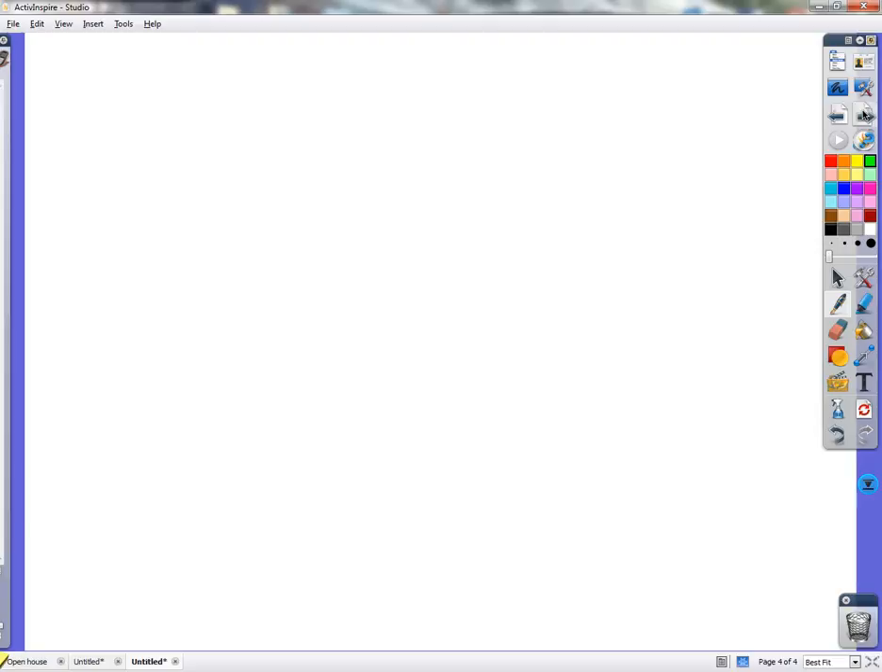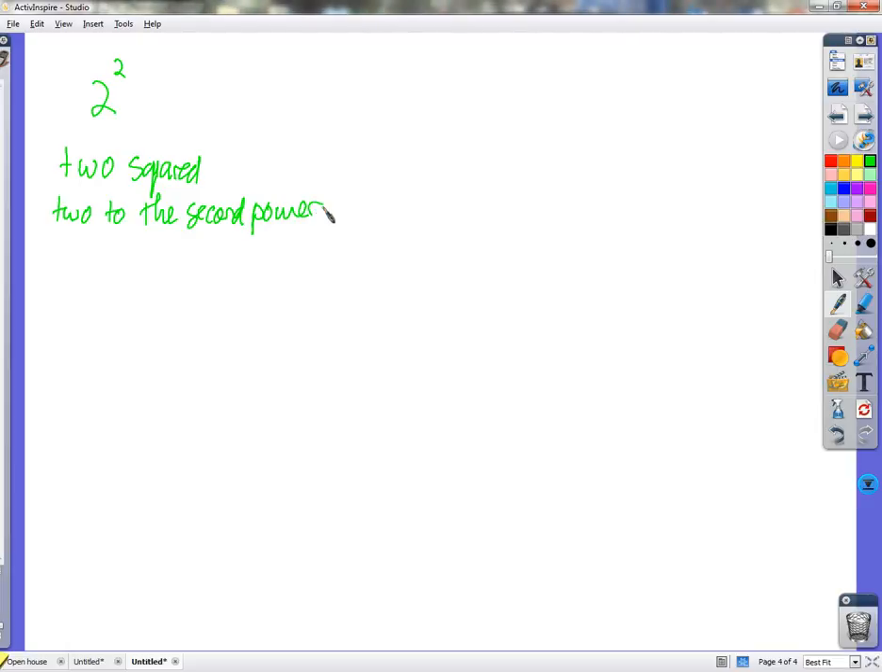Let's go with exponents. Okay. So if I write this, what is that? How do we read that? 2 squared. Yeah, 2 squared. Or 2 to the second power. In general, that's how we would say it.